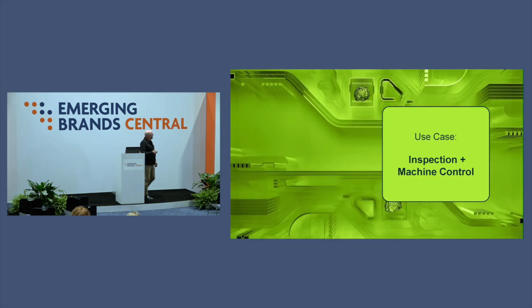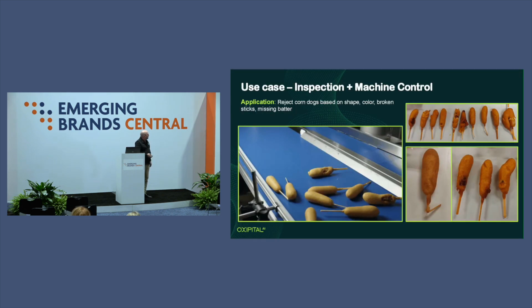So our second use case is inspection plus machine control. And what I mean by that is, in this example here, we've got corn dogs coming down a processing line, and we are looking for multiple types of defects. In this example, I see a couple up there in the upper left-hand corner. We're looking for things like broken sticks. We're looking at the color of the corn dog to see if it's burnt. Looking for missing batter. And last but not least, my favorite personal one is the double dog.